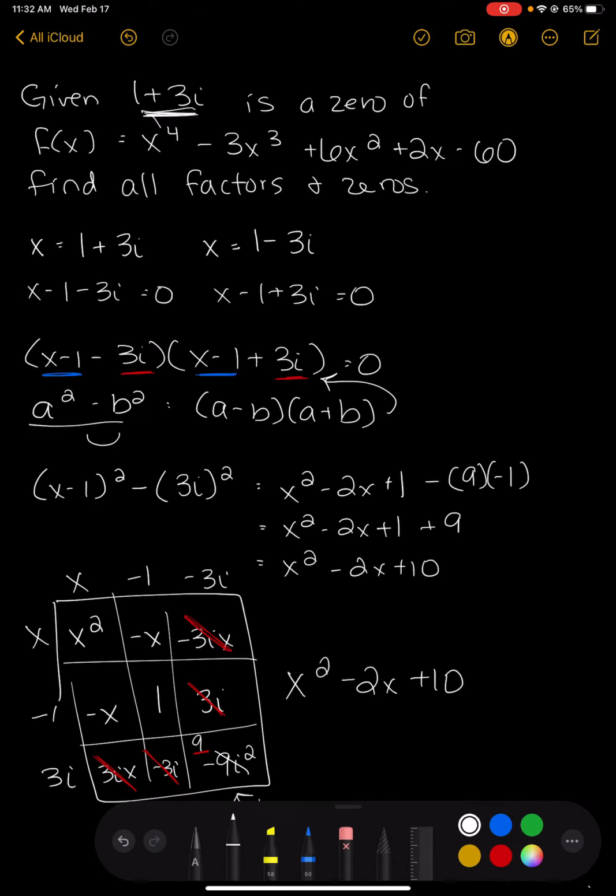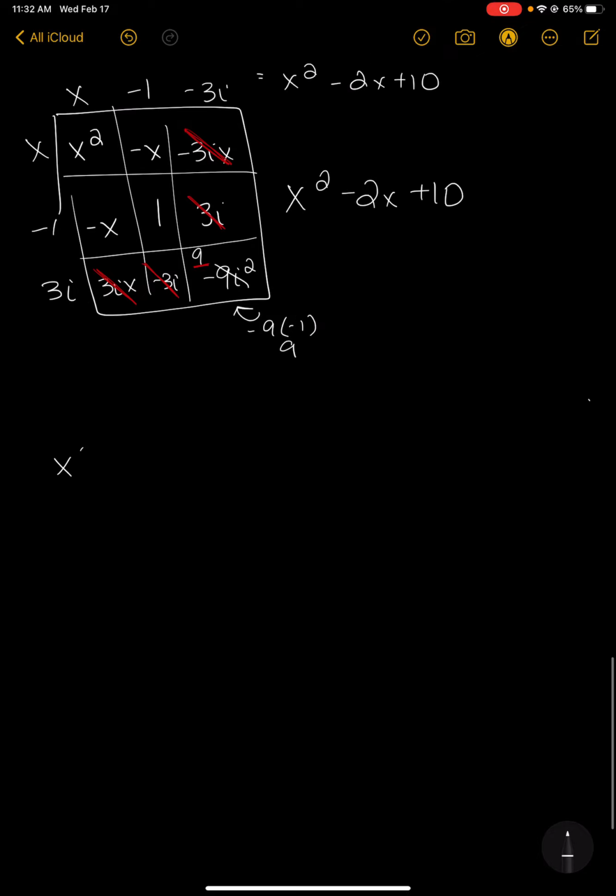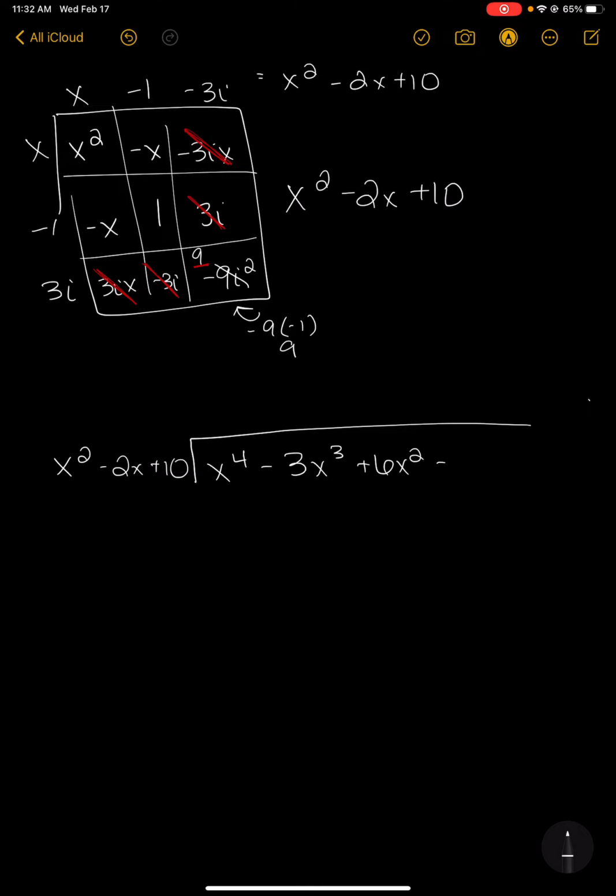So I'm going to scroll down a little bit. Using that x squared minus 2x plus 10, we're using that as a divisor from our original function. And we should be done with the complex roots from there. Make sure your dividend is in descending order and you're not missing anything.